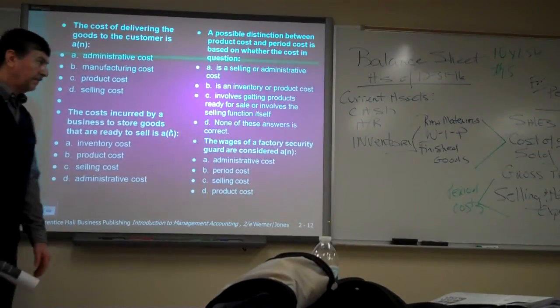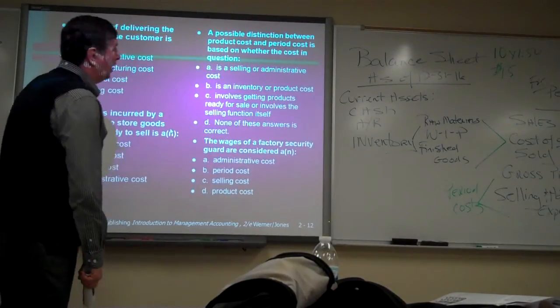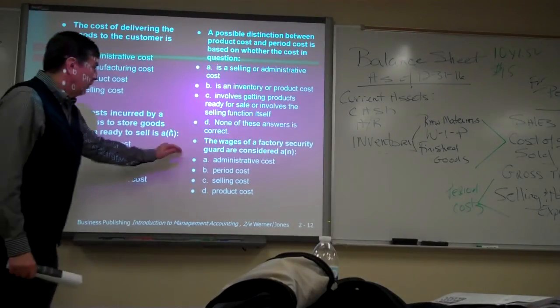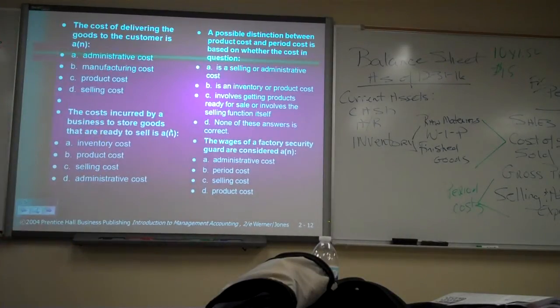What does WIP stand for? That's work in process. Yeah, we'll get to that in a minute. Work in process. So, the wages of factory security guard. Okay, so this has to do with kind of manufacturing overhead.